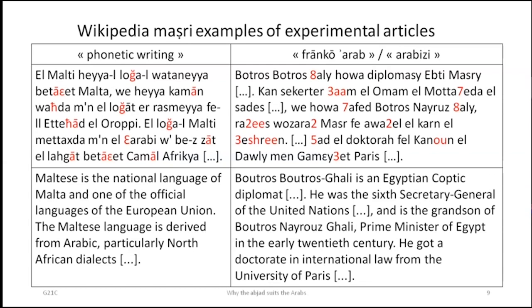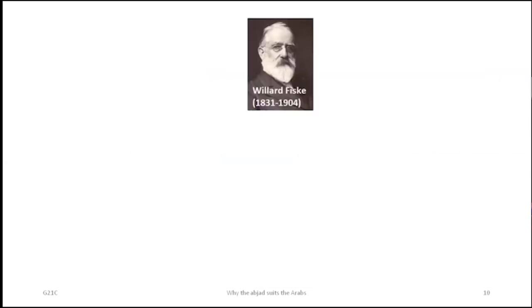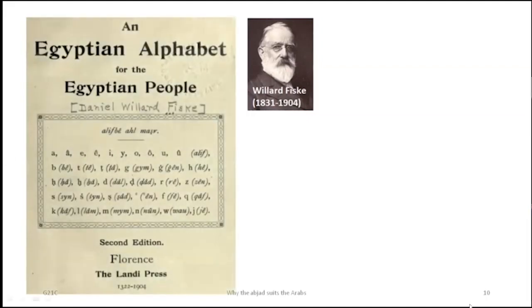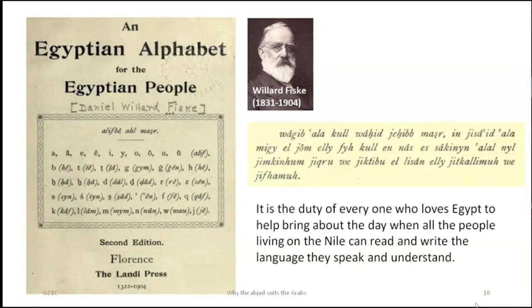This attempt to transcribe Egyptian Arabic using graphs from the Latin alphabet is nothing new. In 1897, Daniel Willard Fiske, an American academic, published an Egyptian alphabet for the Egyptian people. In this book, he presented a transcription model for writing the Egyptian dialect in the Latin alphabet. The goal was nothing less than to have this alphabet adopted in Egypt for the teaching of written Egyptian Arabic, which would replace classical Arabic.